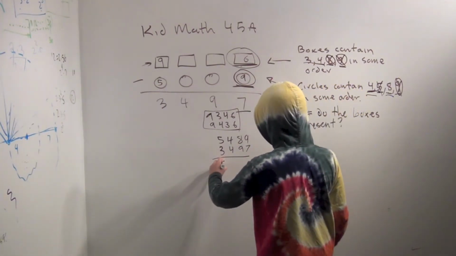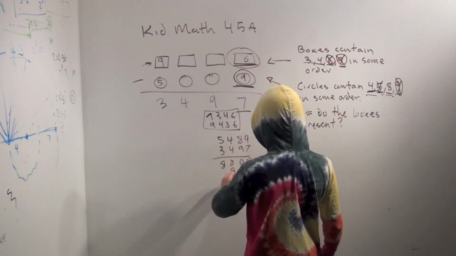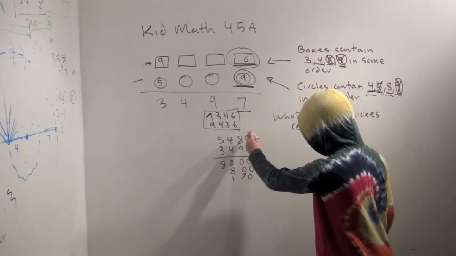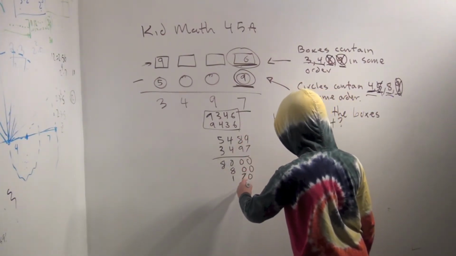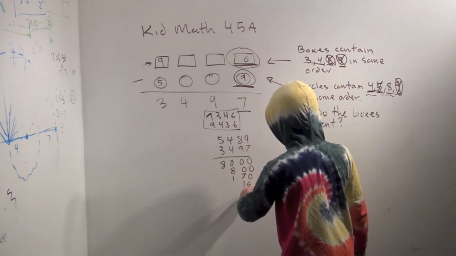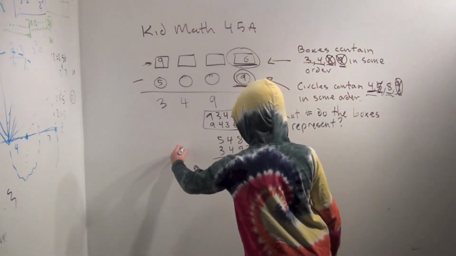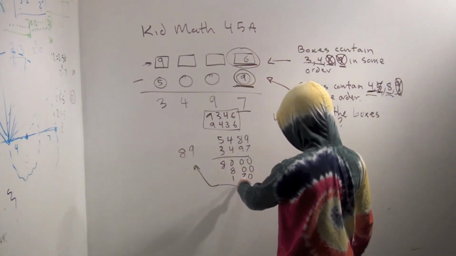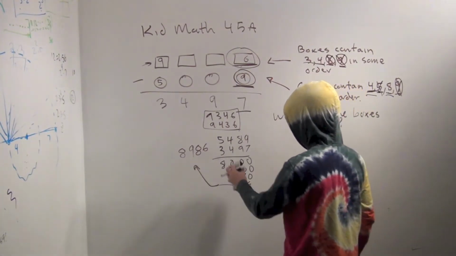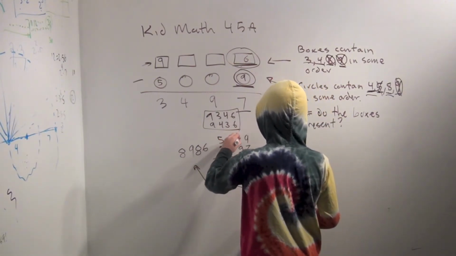So we have 8,000, 800, 170, and 16. That gives 8,986. That didn't work. Instead of that, we'll go with the 8, 4.